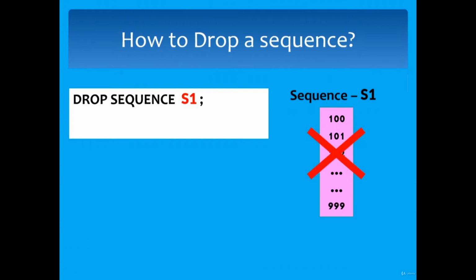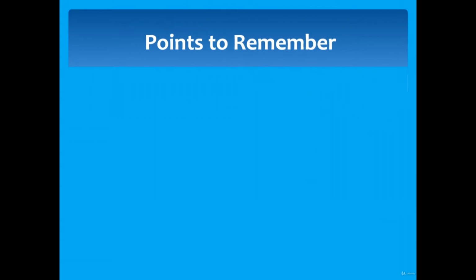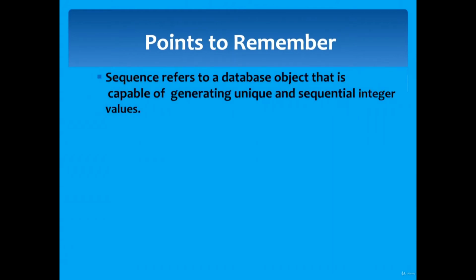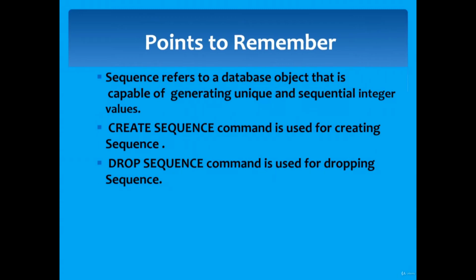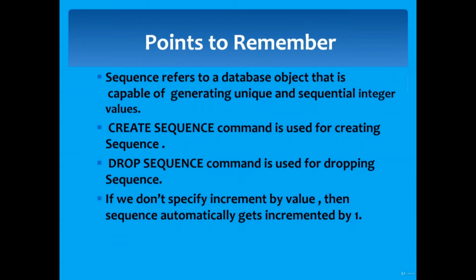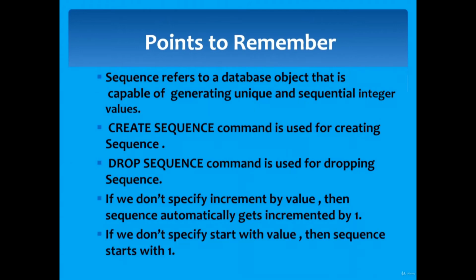Points to remember: A sequence refers to a database object that is capable of generating unique and sequential integer values. The create sequence command is used for creating a sequence. The drop sequence command is used for dropping a sequence. If we don't specify the increment by value, then the sequence automatically gets incremented by 1. If we don't specify the start with value, then the sequence starts with 1.